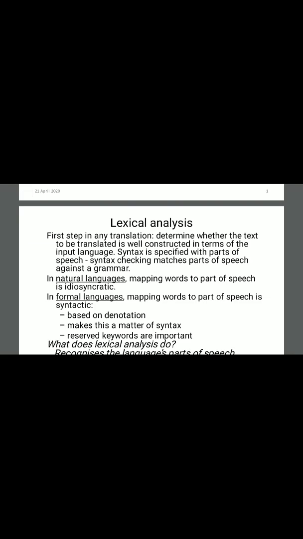The first and foremost step of any lexical analysis is that you have to determine whether the text to be translated is well constructed in terms of the input language.